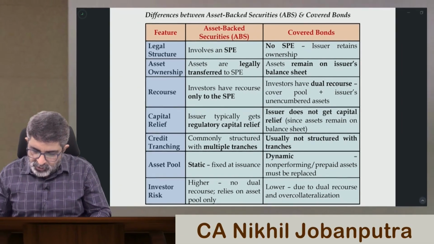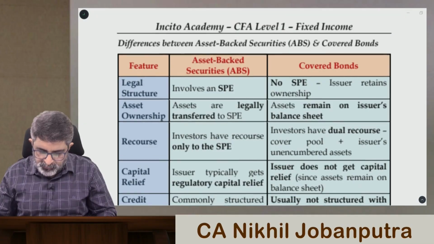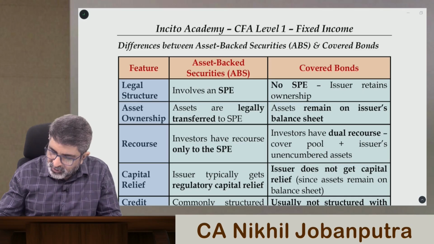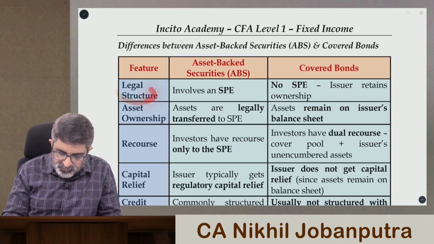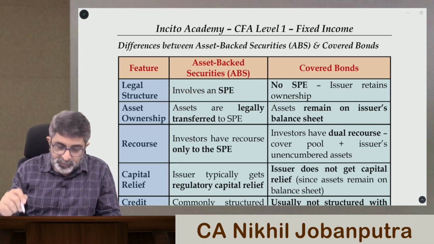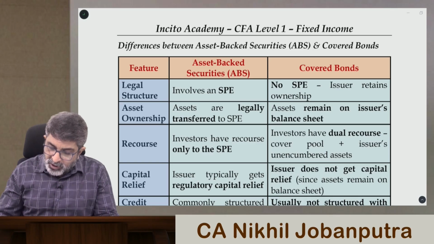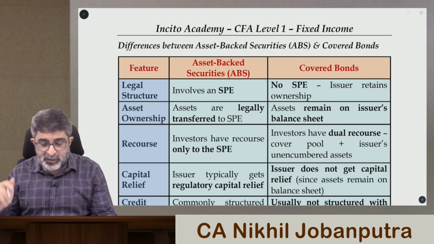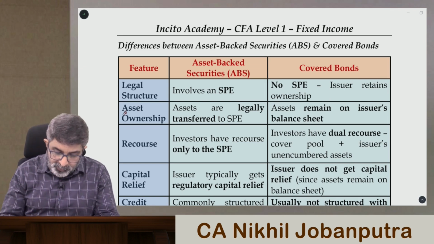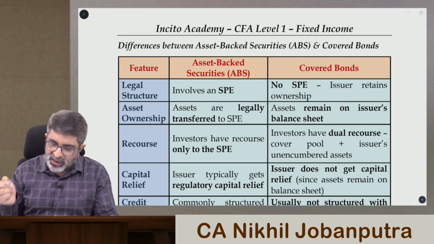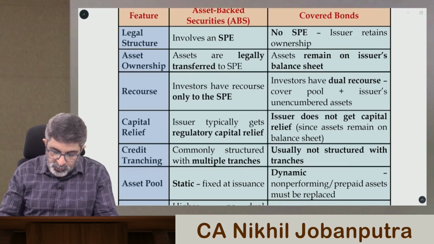And here we start with the first point of difference in terms of feature. We would say legal structure. For asset-backed securities, it involves an SPE, a special purpose entity gets involved. And in case of covered bonds, no SPE, the issuer retains the ownership. So I believe this particular difference is clear to you. Asset ownership. Assets are legally transferred to the SPE. For covered bonds, the asset remains on the issuer's balance sheet. I am sure even this point is clear to you.